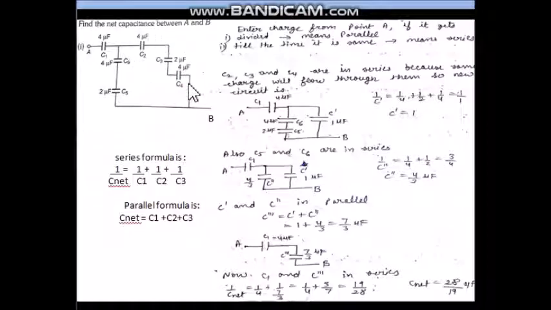That's why these three are in series combination. And because they are in series combination, we can find their answer by reciprocal addition. So suppose the net answer of these three is C dash. Let us find C dash. 1 by C dash equals 1 by C2 plus 1 by C3 plus 1 by C4. Put the values 4, 2, 4. This answer after taking LCM will become 1 by 1. That means C dash is 1 microfarad.